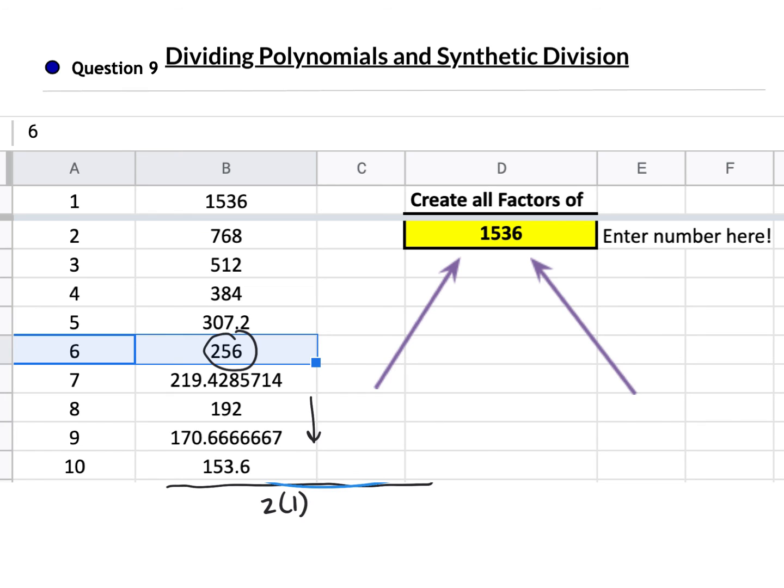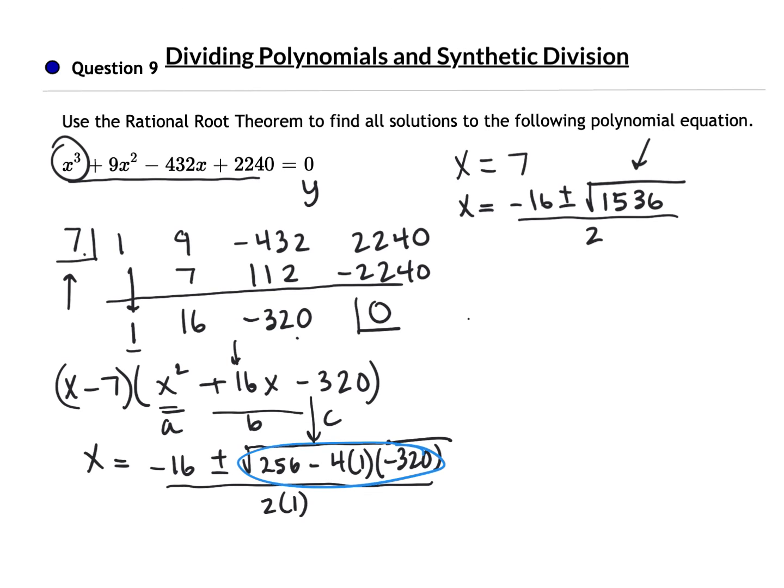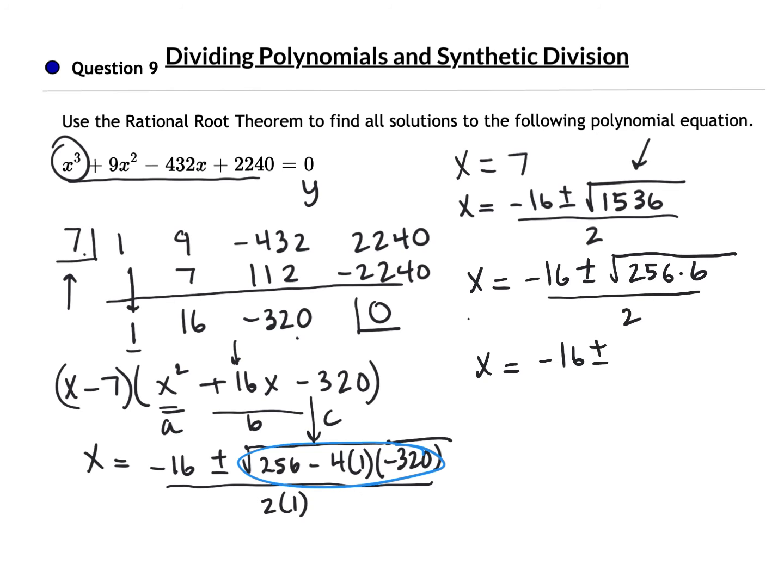We're going to rewrite 1,536 as 6 times 256. And we get x equals negative 16 plus or minus the square root of 256 times 6 over 2. X equals negative 16 plus or minus the square root of 256 is 16, 16 root 6 over 2.